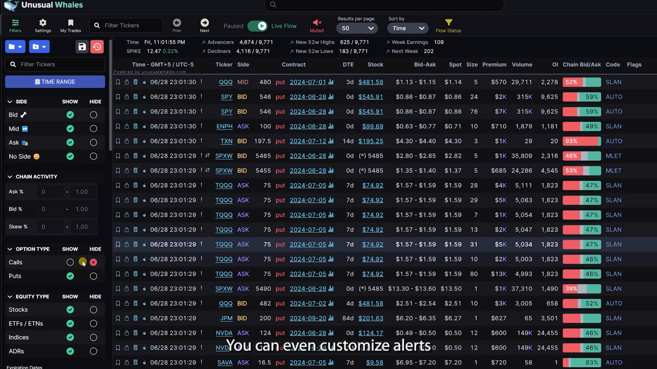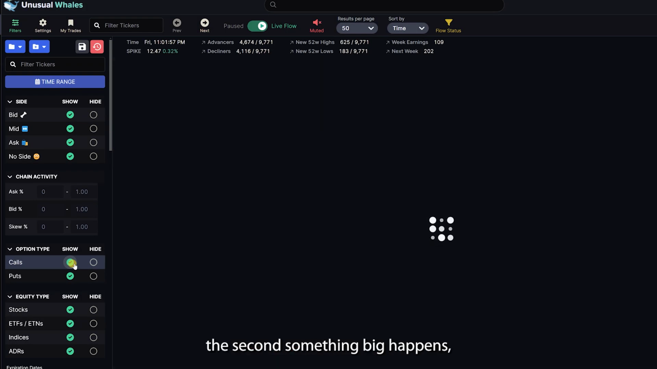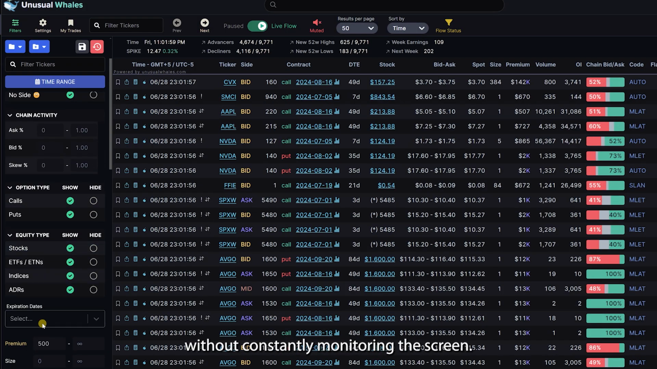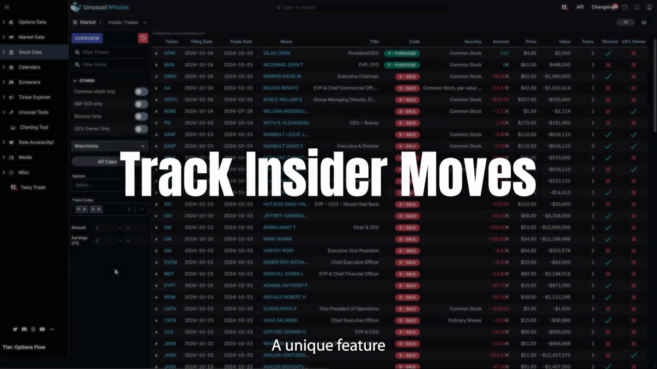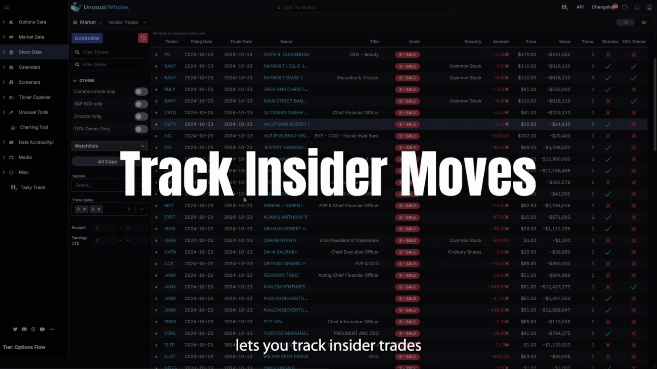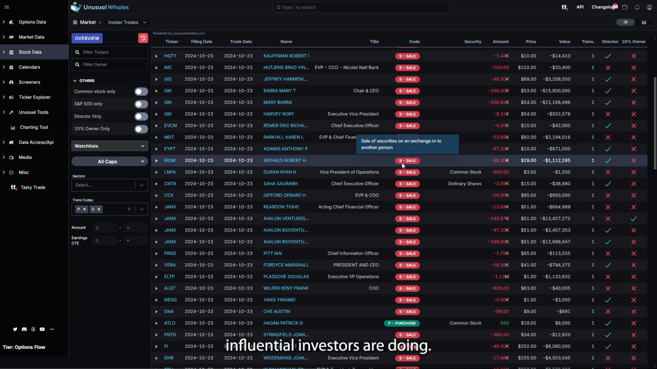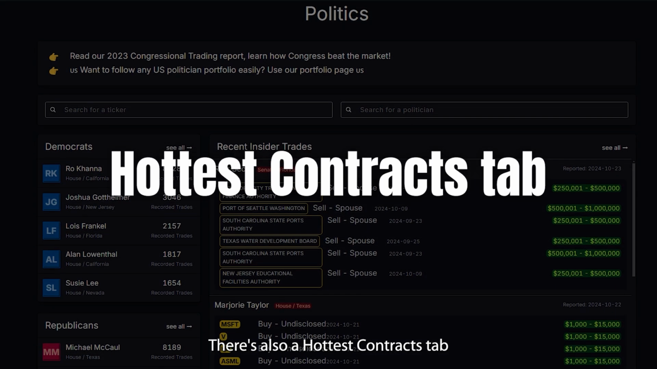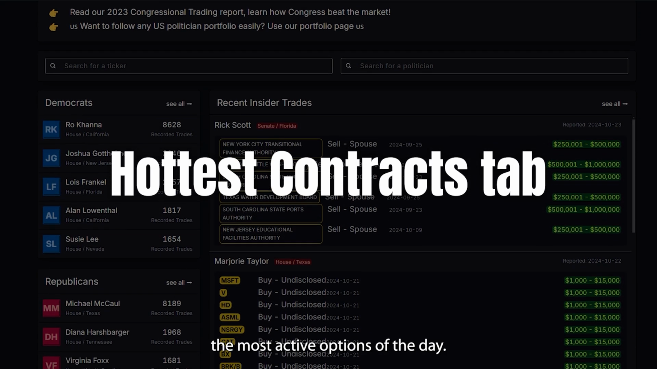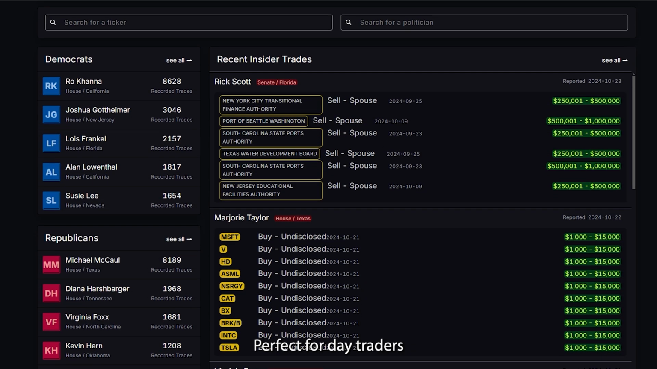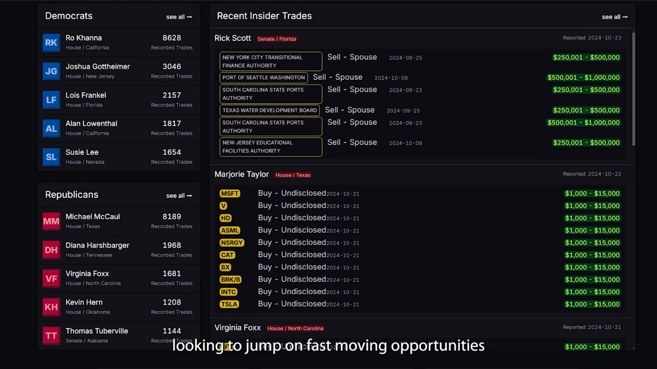You can even customize alerts, so you're notified the second something big happens, helping you stay ahead without constantly monitoring the screen. A unique feature lets you track insider trades and even follow the trades of U.S. Congress members, offering insights into what influential investors are doing. There's also a hottest contracts tab, where you'll find the most active options of the day, perfect for day traders looking to jump on fast-moving opportunities.